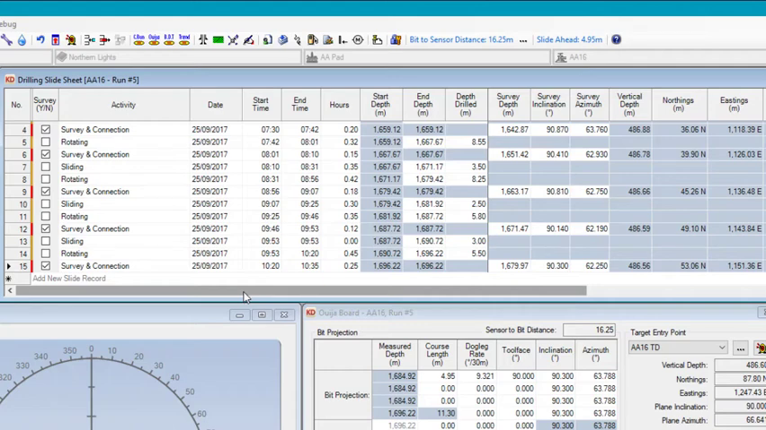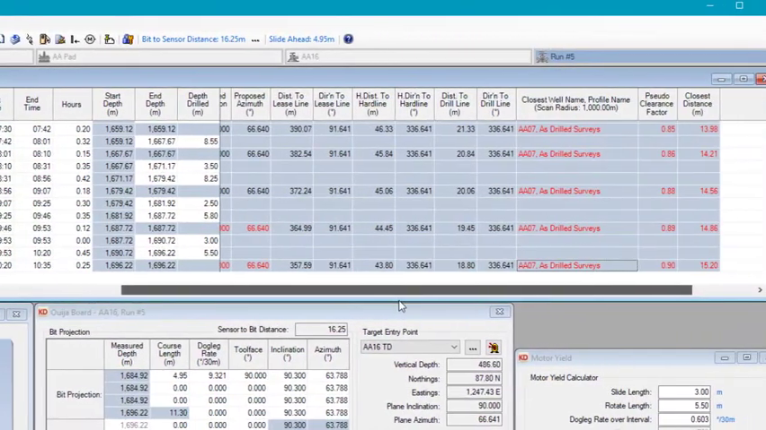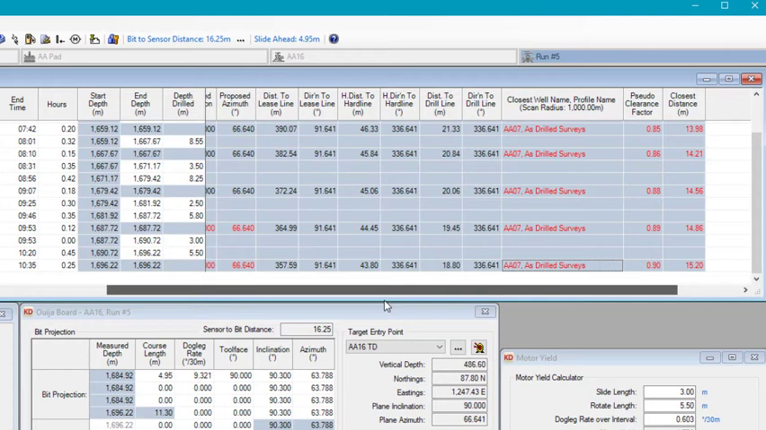In the survey editor and slidesheet editor, you can show columns that display the distance and direction to the closest well, lease line, hard line and drill line at every survey. And you can see exactly how far away you are from the well plan and how far you are above and below the closest formation tops. Visual indicators direct your attention to potential hazards before they become an issue.